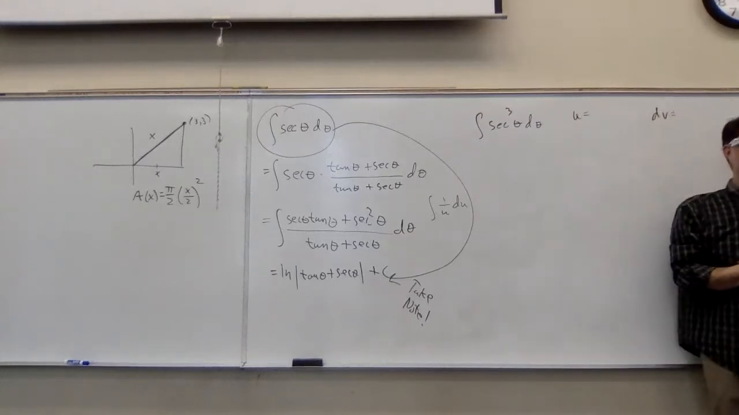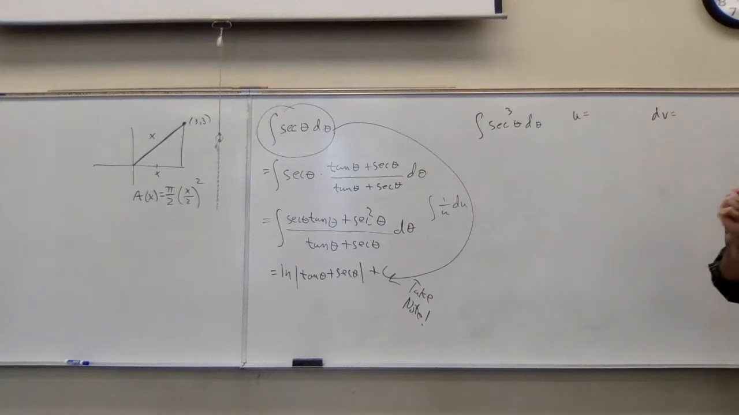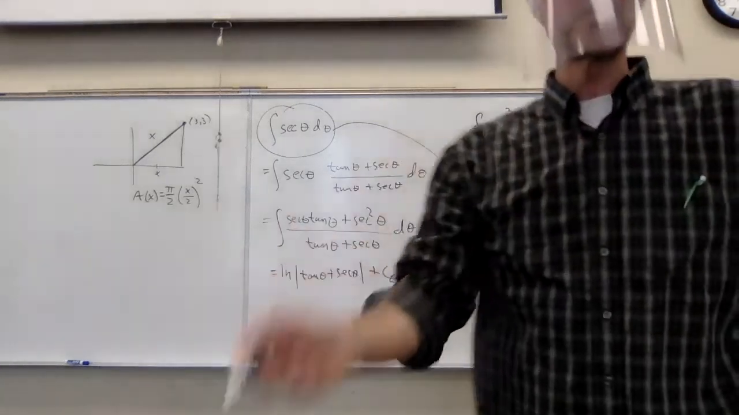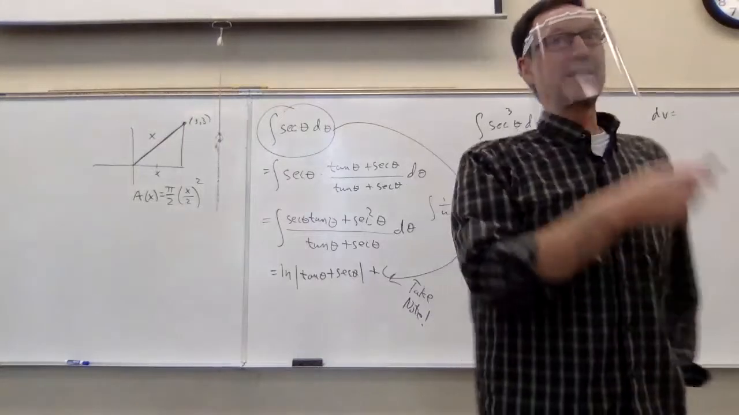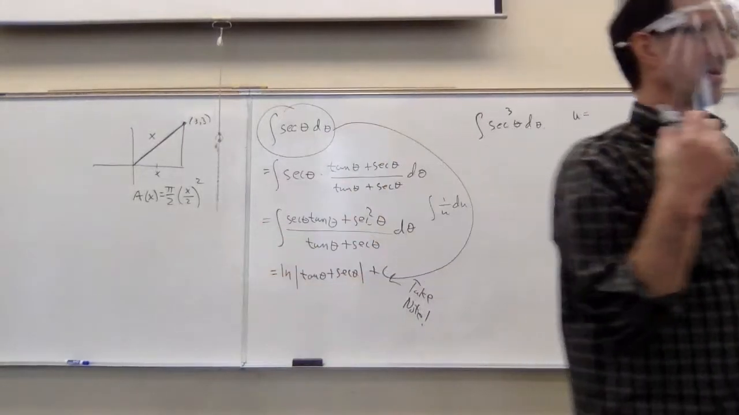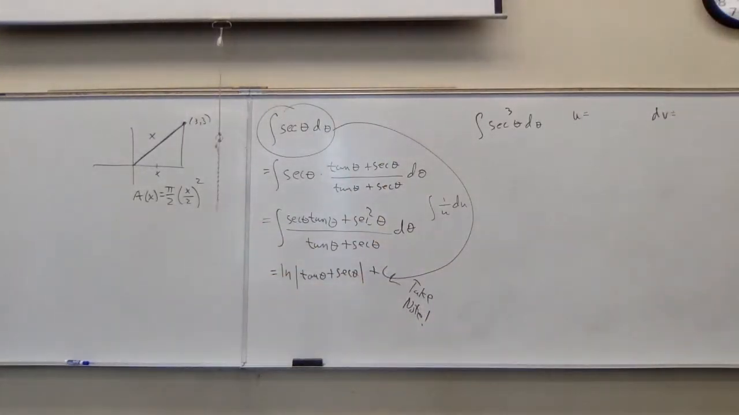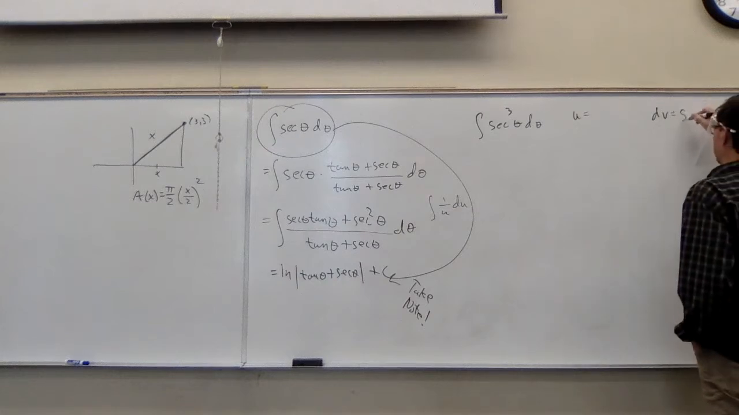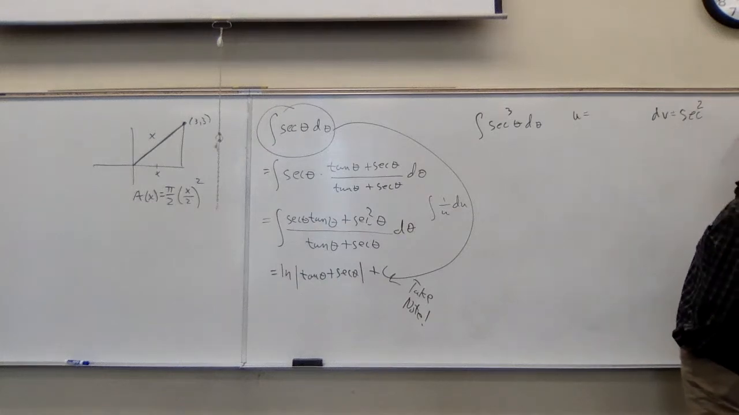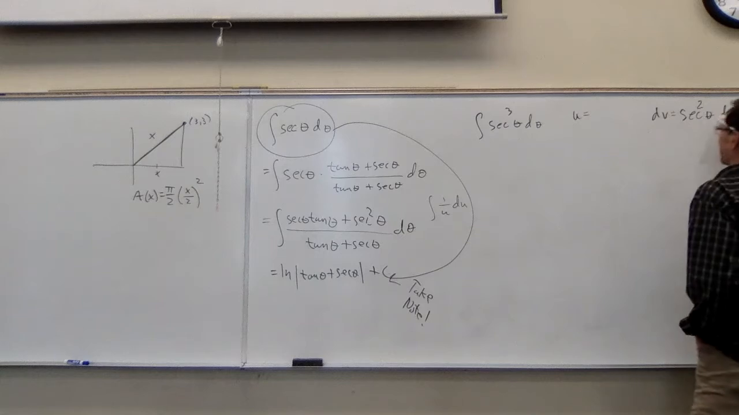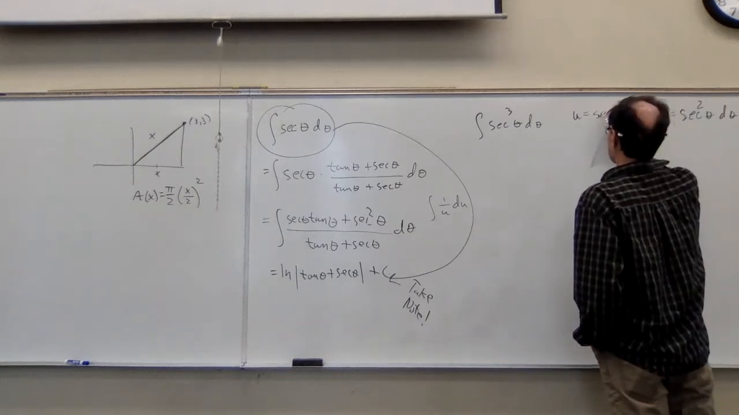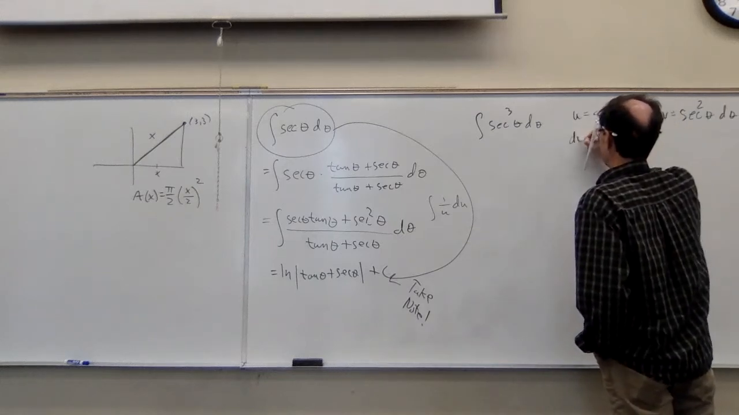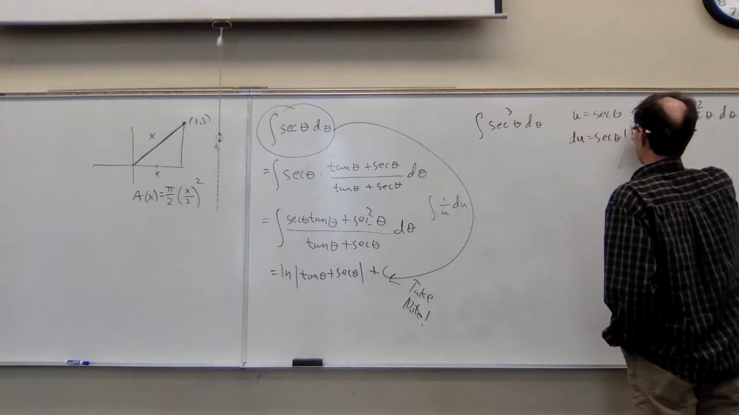How should I break it apart? I've got to be careful what I put on the dv, because to find v, what do I have to do with it? Integrate it. So think about that for a minute. What would be a really good thing to put on the dv? And good means we know its antiderivative. Secant squared, absolutely, d theta. And that means u is everything else, which is only one more secant, and then du is secant theta tangent theta.